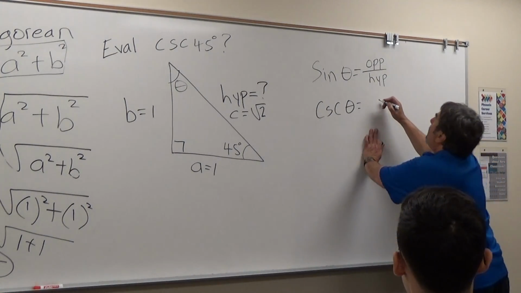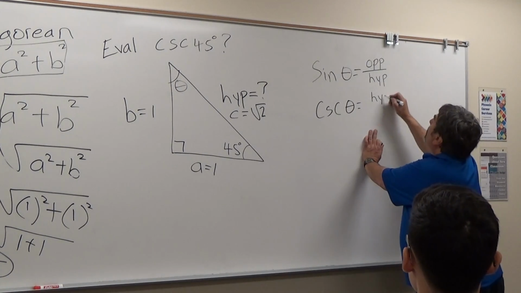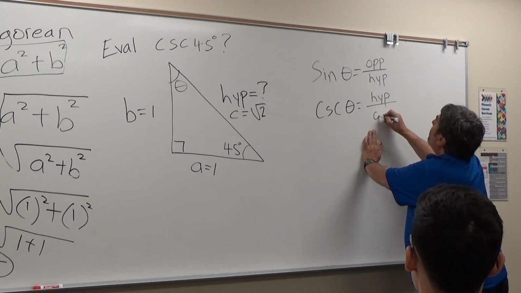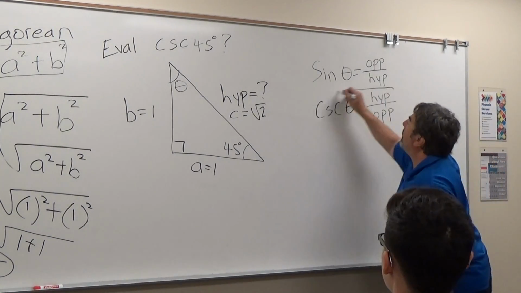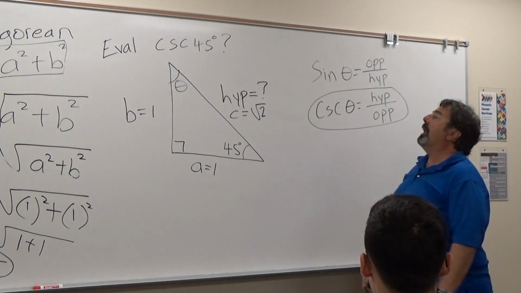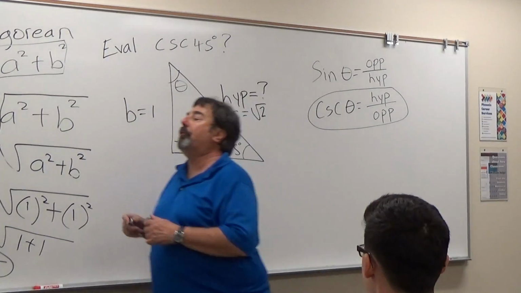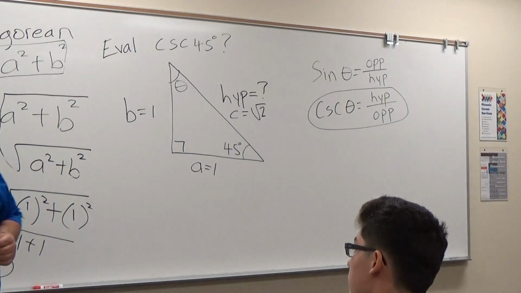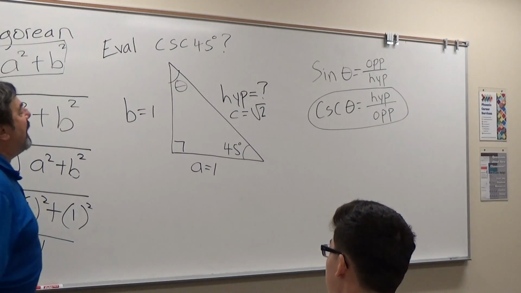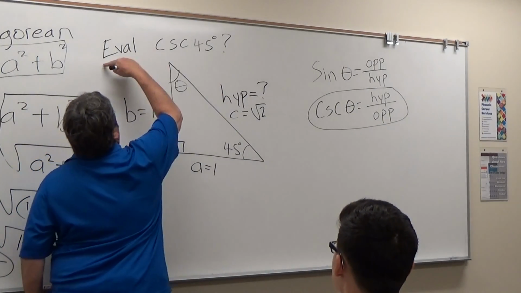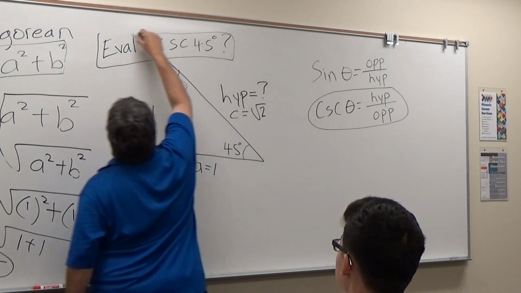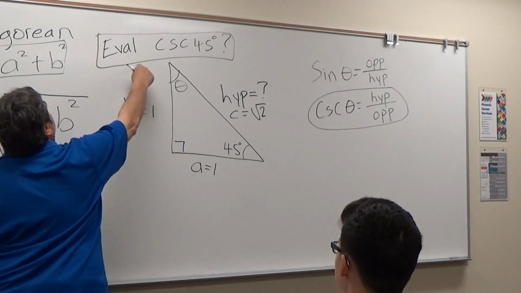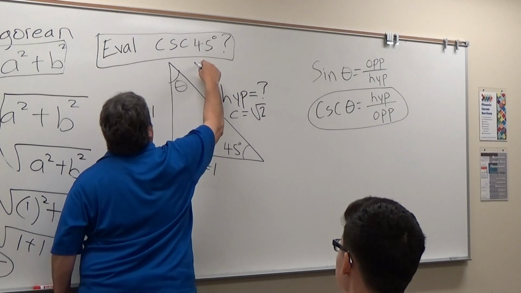What do I get? The hypotenuse over the opposite. Good. So this is what we have to plug into to answer the question. So let's label our sides in reference to the angle that they're looking at. It's important that they're looking at what angle in the problem? 45. Yes, the problem is right here. Evaluate the cosecant of the 45-degree angle.